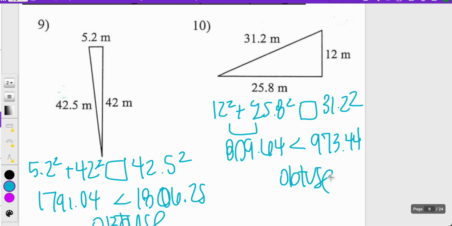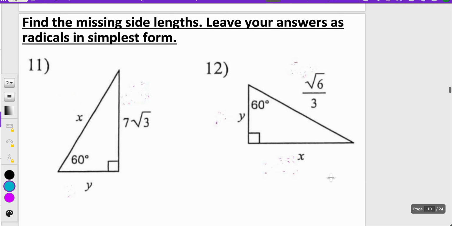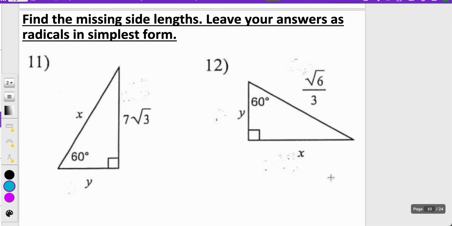Okay, flipping on over to number 11, find the missing side lengths. Leave your answers as radicals. Since we have a special right triangle here with a 30, 60, 90, remember, we can say the shorter leg is x, the hypotenuse is 2x, and the longer leg is x times square root 3. So what I would just do here is try to make those equal.